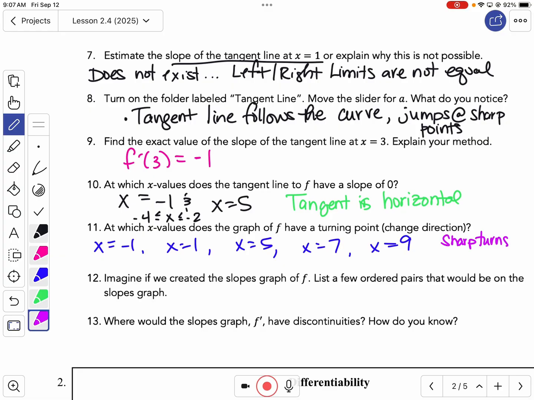Okay, so not the smooth ones where the tangent line still showed, but where were the sharp ones at? 1, 7, and 9, okay? Well, we already said at 1, the derivative, the limit, doesn't exist, right? Because it was different from both sides. So here, the slope does not exist. The same is going to be true at these others.